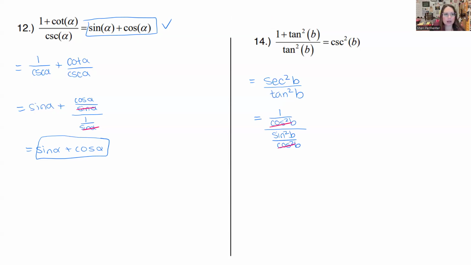Cancel. So I am left with 1 over sine squared b. I'm getting too fast. What's 1 over sine? Cosecant. And that's what I wanted it to turn out to. So I just verified that this does in fact equal this. I proved that this equals this.